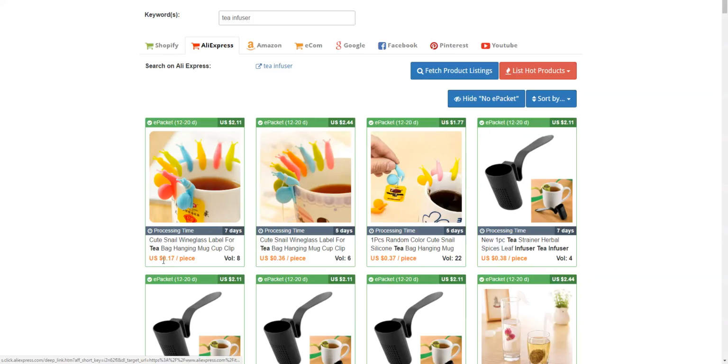Now these may be a different kind of tea infuser. These still came up for tea infuser, but they may not be exactly what we're looking for. Same thing with this one. This does what that other thing does, but if you wanted to copy that exact product, that's not going to be it, but this is still pretty cheap.